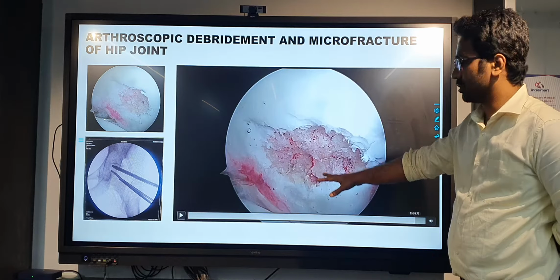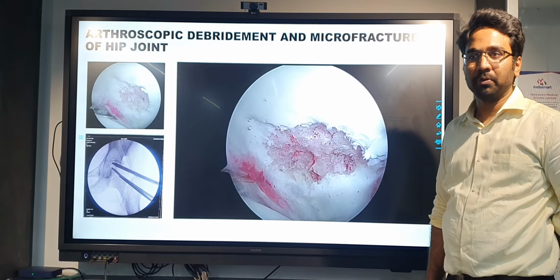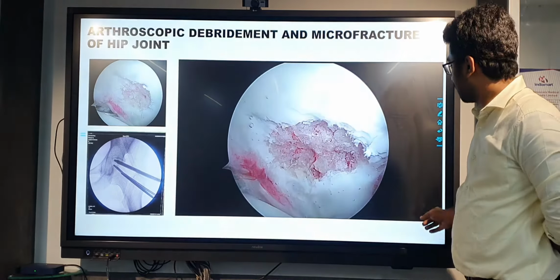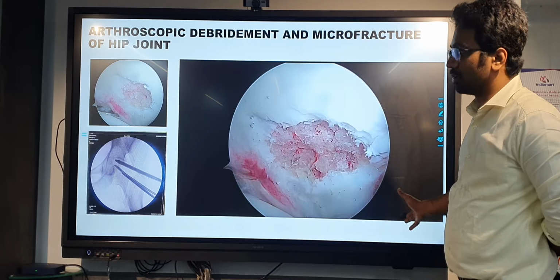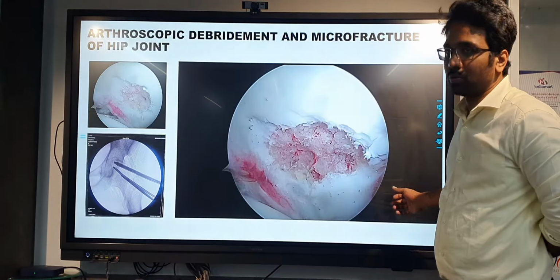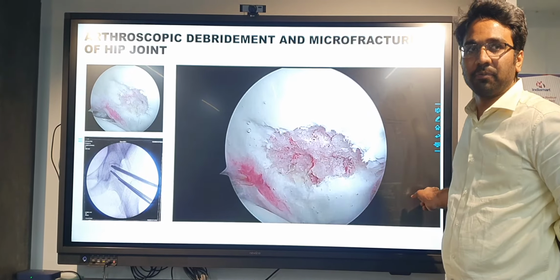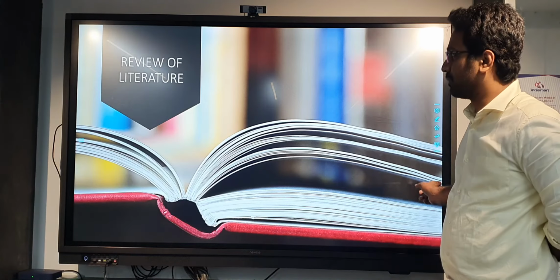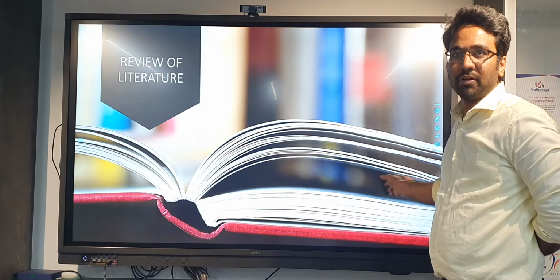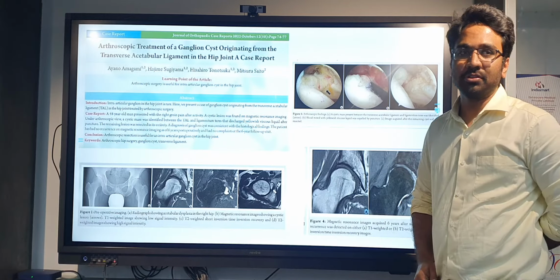This is the final picture showing microfracture and adequate debridement of the lesion. This was done in order to enhance the formation of fibrocartilage. There are very few articles and very little literature available for this intraosseous ganglion cyst.